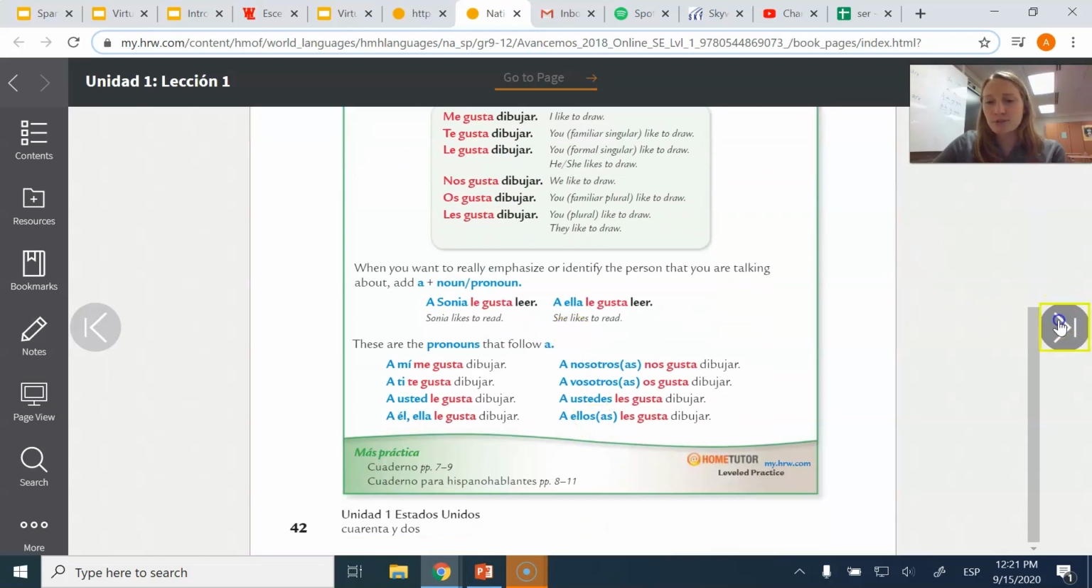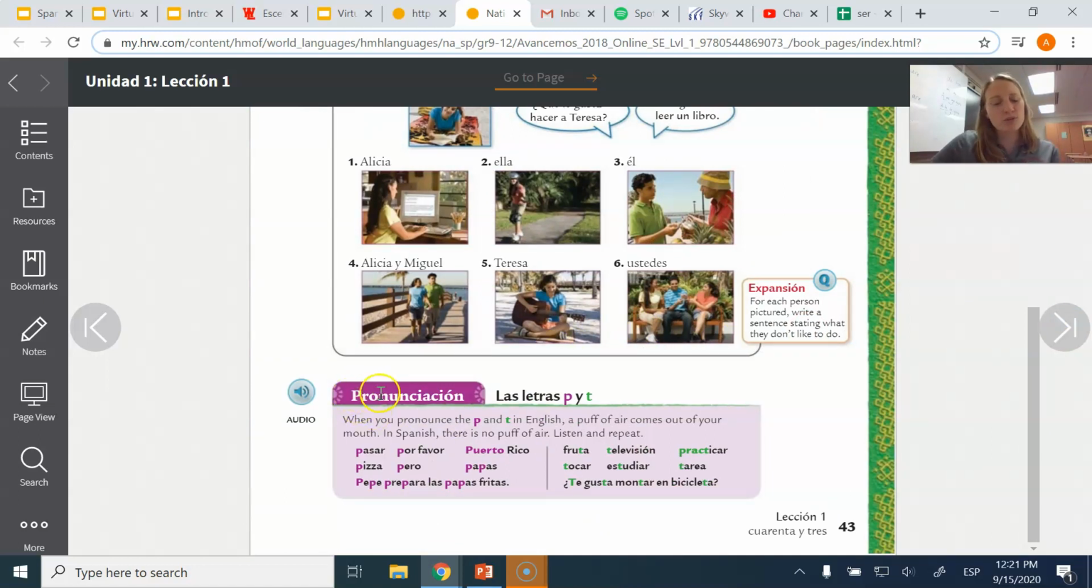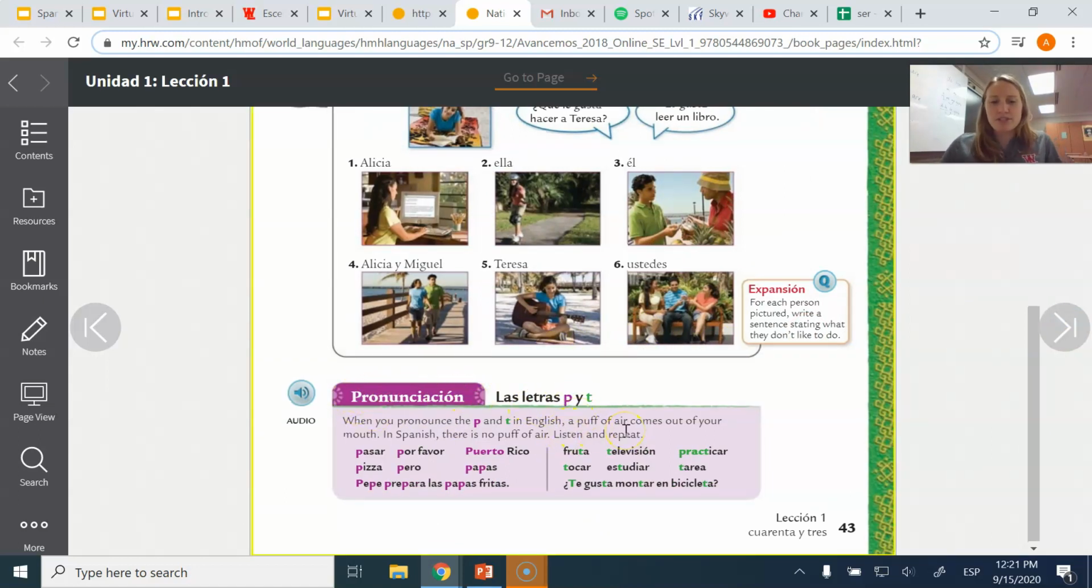So now to your homework. The only other thing is here's a cool little pronunciation part here. Feel free to read that and practice. It's cool for me to think if I say in English, pizza, there's like air that comes out of my mouth. But if I say it in Spanish, pizza, there's like no air that comes out. So it's just saying that when you pronounce the P and T in English, a puff of air comes out of your mouth. In Spanish, there's no puff of air. So try saying these words, see if puffs of air are coming out of your mouth or not. If it is, you're saying it with an English accent. If it's not, then you might be getting your Spanish accent down.